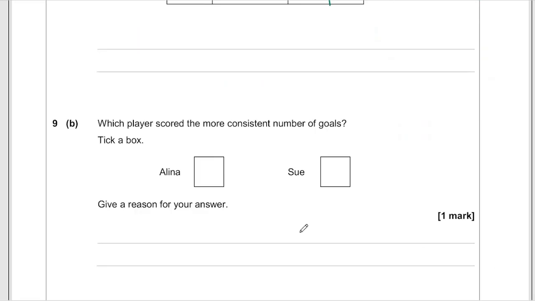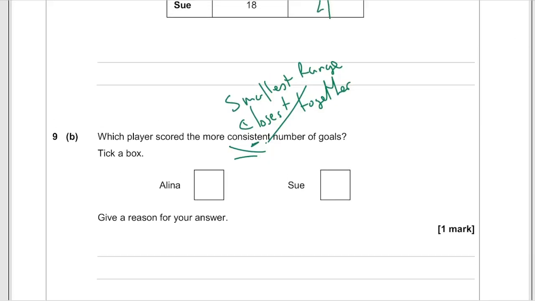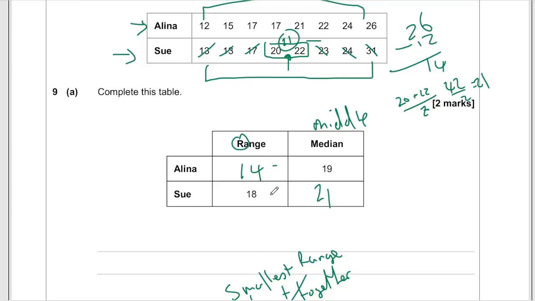Okay, B. Which player scored the more consistent number of goals? The key word there, they haven't highlighted it, but it is consistent, which is closest together, okay, or smallest range is what we're after for this particular question. So if it's consistent, we want to have the smallest range possible. If we have a look at the range, we already worked out the range for Alina. The range was 14.